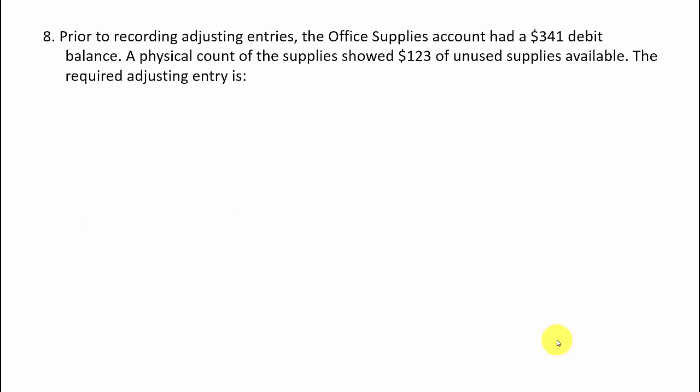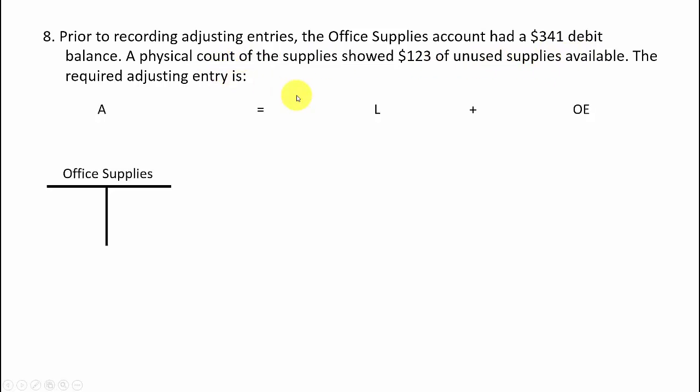Next question is number 8. It says that prior to recording adjusting entries, the office supplies, which is an asset account, had a $341 debit balance. A physical count of supplies showed $123 of unused supplies available. They required adjusting entries to do what?